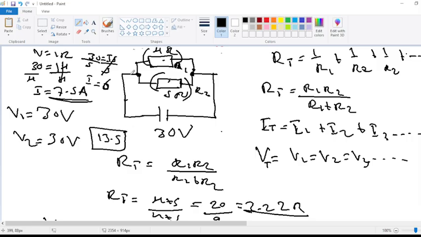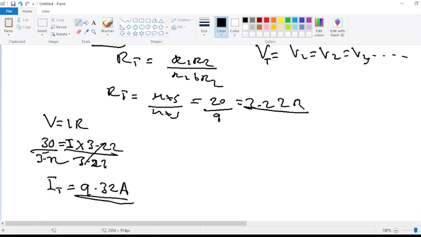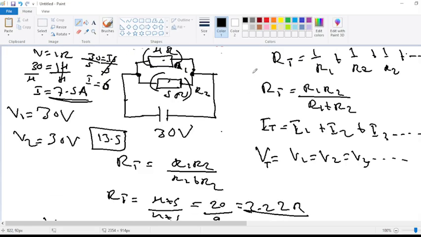Why? Because the formula that you've used here, you just went direct, using Ohm's law, not knowing the current. We know the current that has been supplied to this circuit, because we calculated it to be 9.32. So 9.32 was the current that was supplied here.